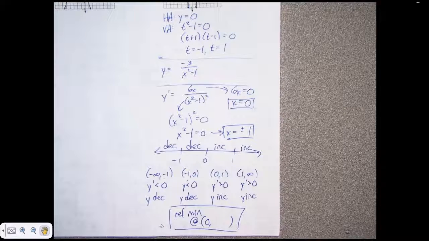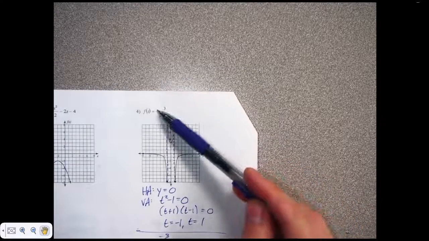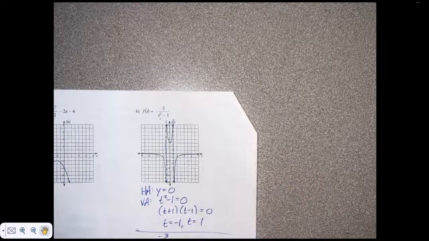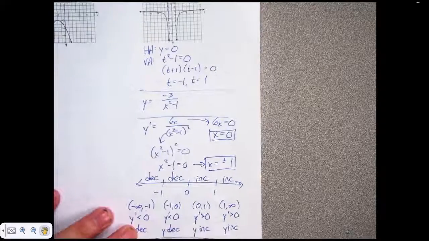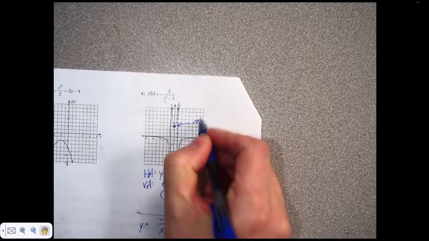So relative min at 0, comma something. How do I find the something? Which level do I plug back into? The original. If I plug 0 into the original, I'll get negative 3 over negative 1, so 3. So I have a relative min at 0, comma 3, which is that point right there.